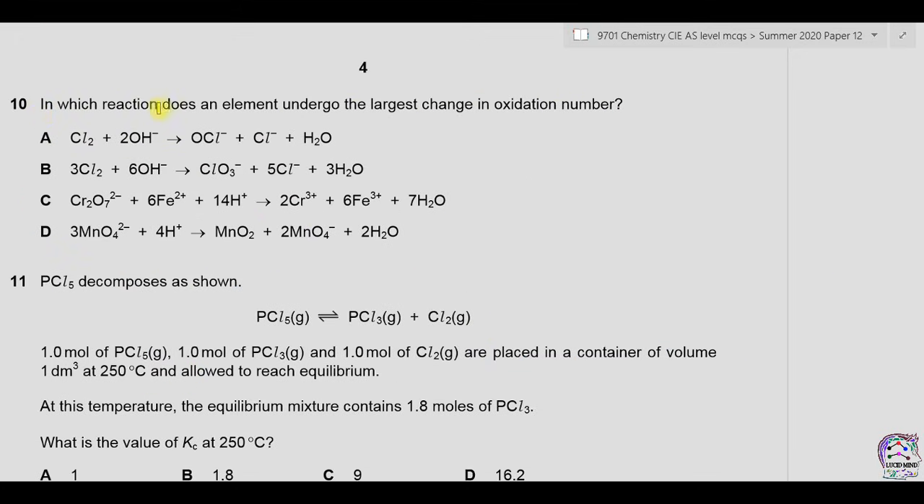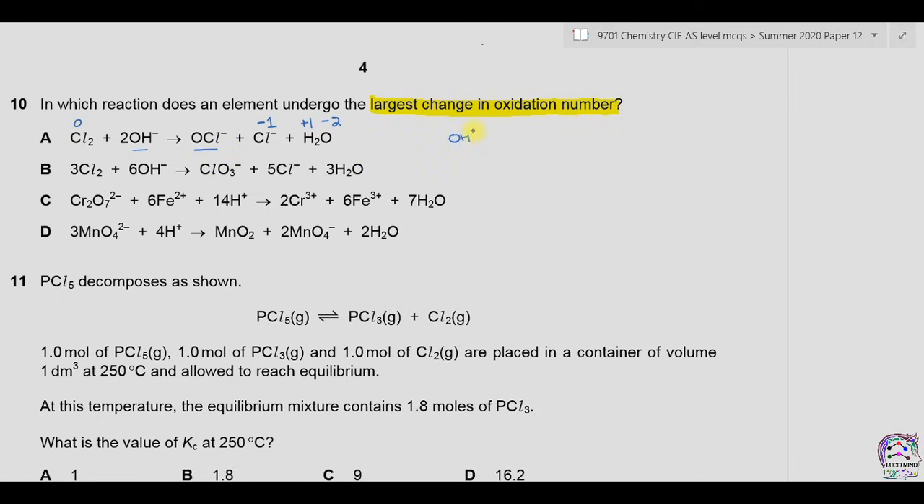Question 10. In which reaction does an element undergo the largest change in oxidation number? So we have to find out the oxidation numbers of all the elements present in these options. In A, we have chlorine molecules, so the oxidation state is 0. For chloride ion, we have -1. For hydrogen in water, hydrogen is always +1 and oxygen is always -2. Let's find out the oxidation state of oxygen and hydrogen in hydroxide and hypochlorite ion.